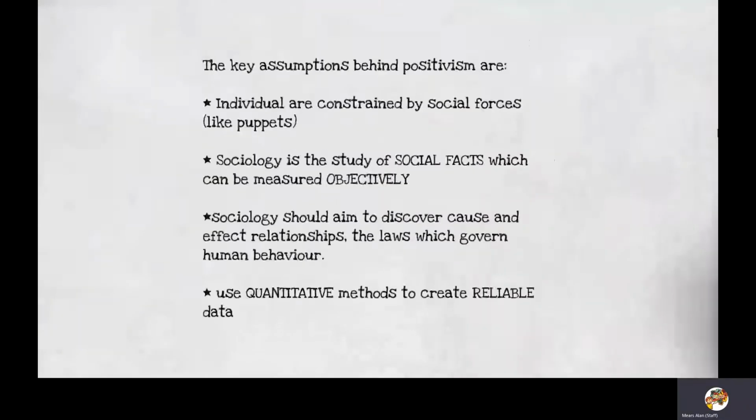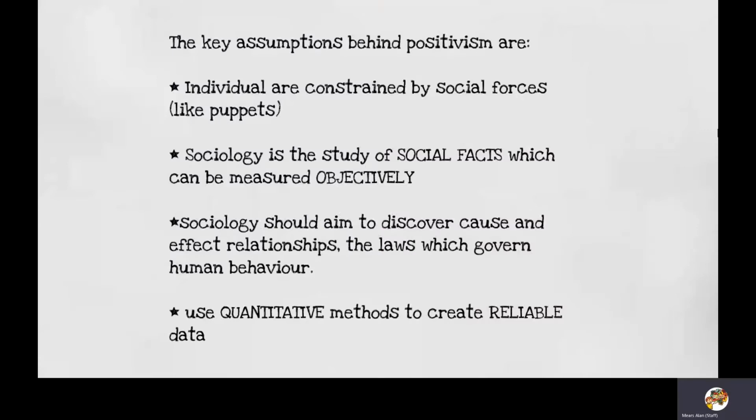A key assumption behind positivism as a theory and as an approach is that the individual is constrained by social forces. So we are like puppets, we lack autonomy. Sociology is the study of social facts, which can be measured objectively. Sociology should aim to discover cause and effect relationships, so the laws which govern human behaviour. And we should use quantitative methods to create reliable data.